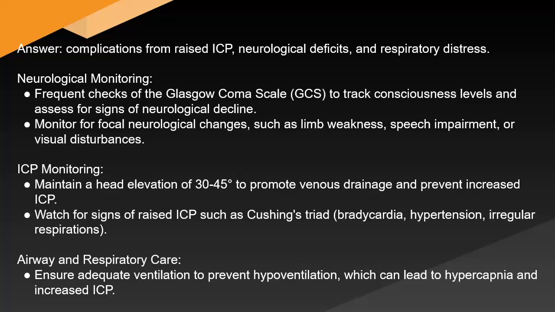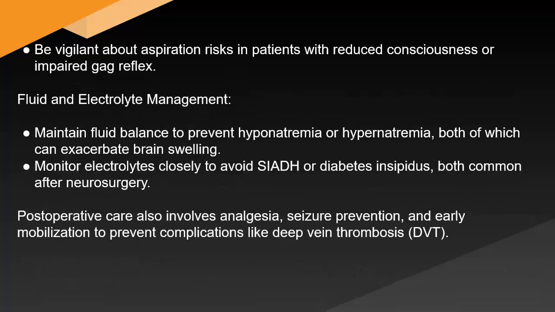ICP monitoring: maintain a head elevation of 30 to 45 degrees to promote venous drainage and prevent increased ICP. Watch for signs of raised ICP such as Cushing's triad: bradycardia, hypertension, irregular respirations. Airway and respiratory care: ensure adequate ventilation to prevent hypoventilation, which can lead to hypercapnia and increased ICP. Be vigilant about aspiration risks in patients with reduced consciousness or impaired gag reflex.